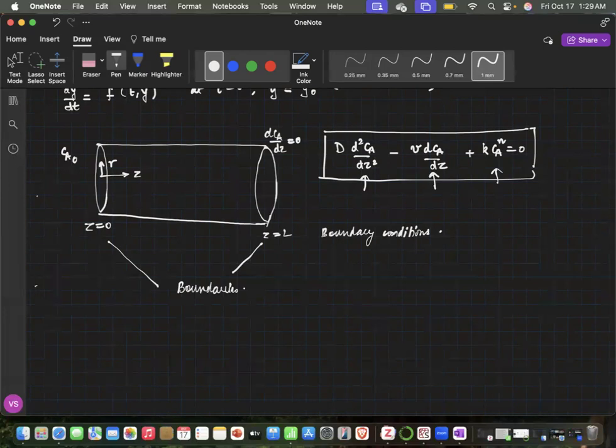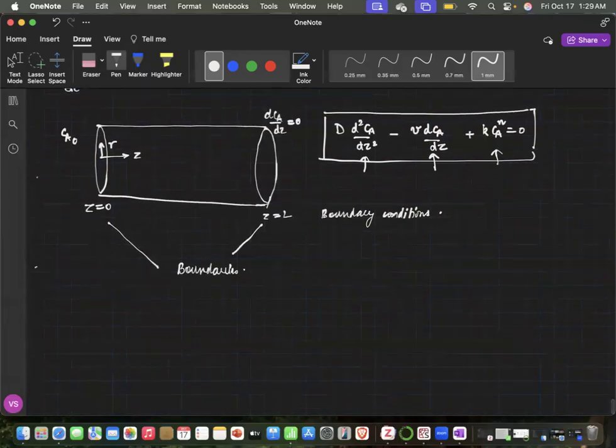Okay, so let's start with the method of finite differences. So the finite difference methods.